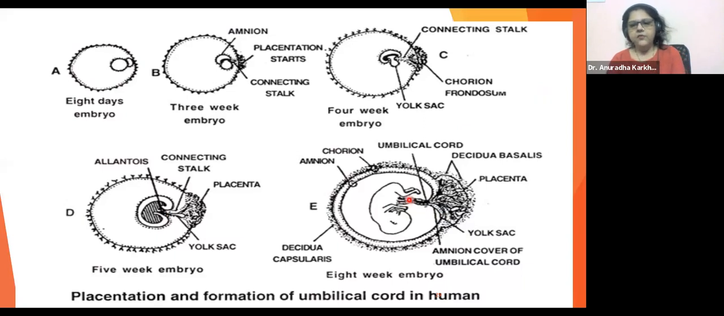See this, and this is decidua basalis, which is the chorionic villi only basically. See now, here you can see now. This is the chorionic villi.